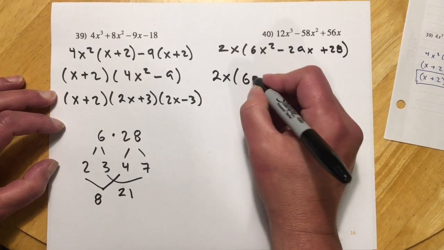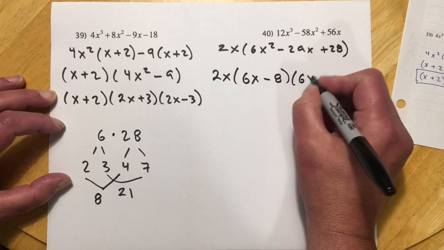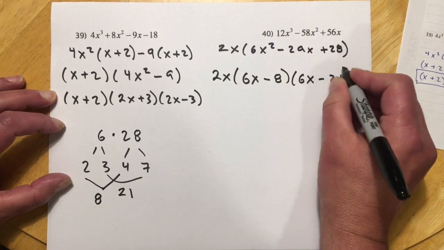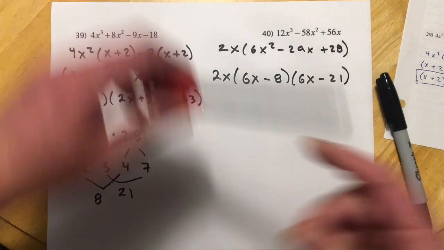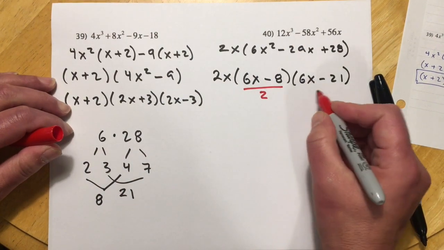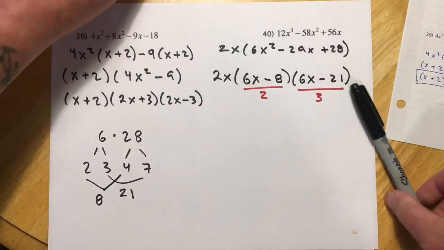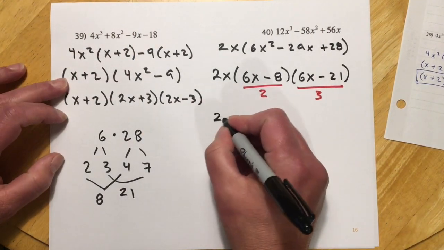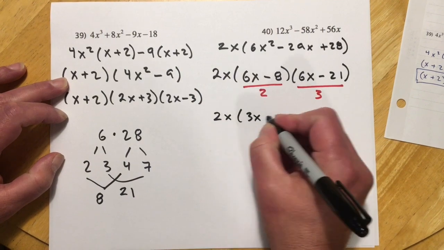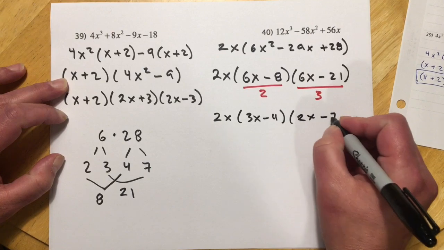So 6x minus 8 and 6x minus 21. And then we'll just do 2 there and 3 there. So 2x, 3x minus 4, and then 2x minus 7.